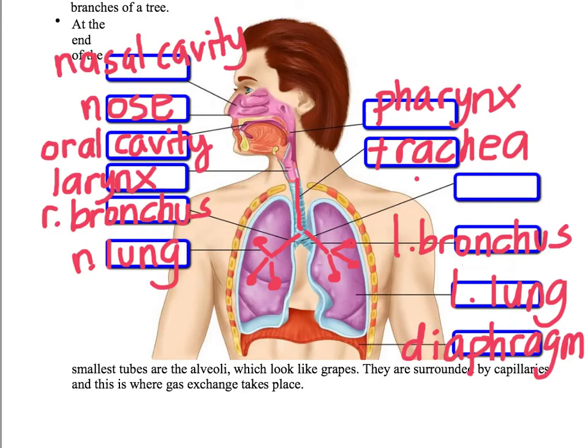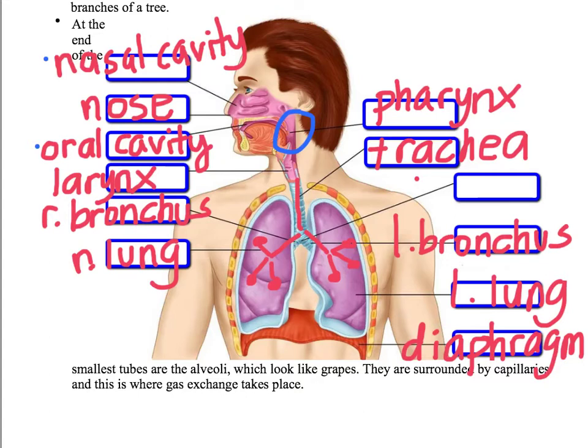So we'll start up here with the nasal cavity and the oral cavity. Cavity is basically, I guess you can say, an opening. So your nose will lead into your nasal cavity. Your oral cavity is your mouth. This will lead into the pharynx, which is here. We talked about that, the meeting point between the respiratory and digestive systems. We'll go down the pharynx.